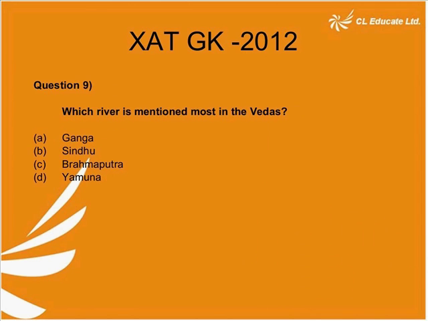Which river is mentioned most in the Vedas? Ganga river, Sindhu river, Brahmaputra river, Yamuna river. Yes, a lot of you are giving answers, and a lot of them are actually wrong. Most of you have marked Ganga as the correct answer, but Ganga is not. Sindhu is the correct answer.